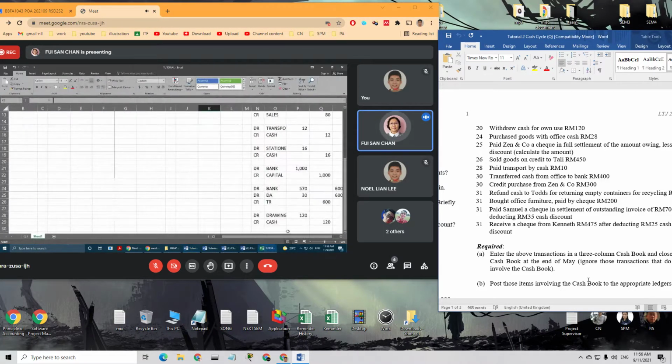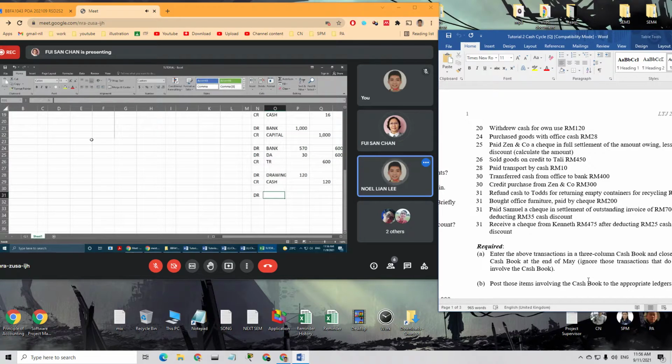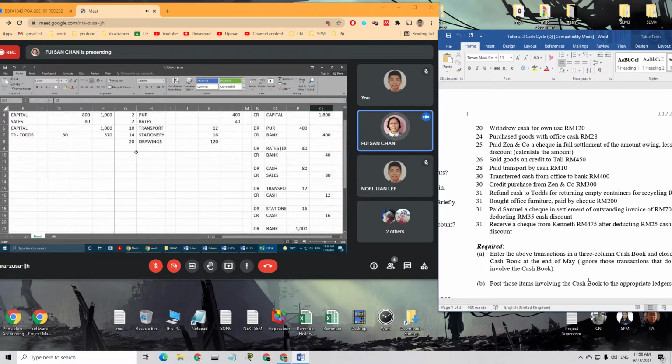So meaning, what is your double entry? Debit purchases, wood, and credit? Cash. Cash, yeah, because we use cash, right? Okay, so credit cash, 28. Then we come here, 24th. So we put here purchases, and we use cash, yeah? 28, right? 28. Okay, next.